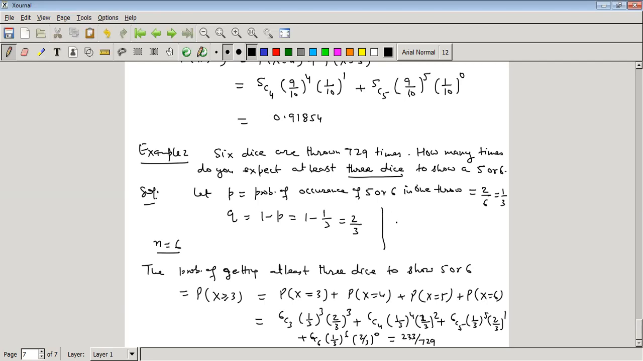But what we have to do is find, if we throw these 6 dice 729 times, the expected number of such cases in 729 times. That is equal to 729 into the probability of x greater than or equal to 3, that is 233 upon 729. So we get 233.